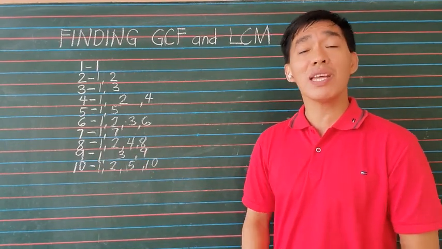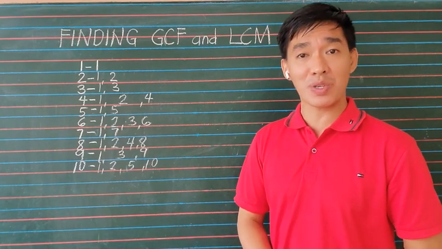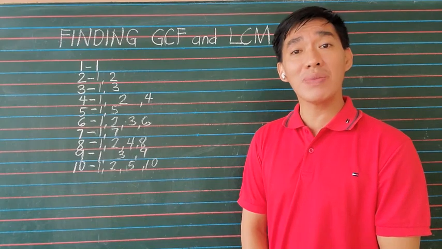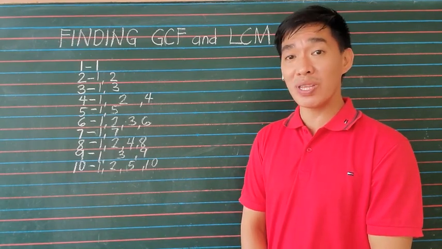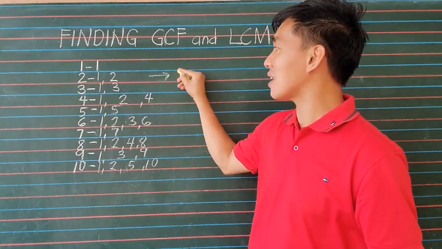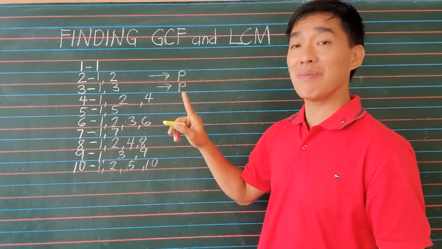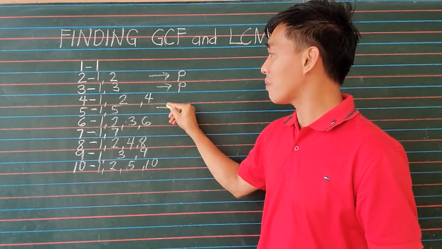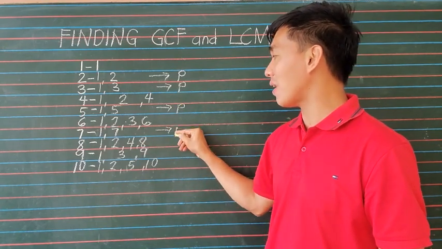So this time, it would be easier for us to tell if a number is prime or composite. Remember that a prime number has only 2 factors, and a composite number has more than 2 factors. So number 2 now, we could say this is a prime number. Number 3 is also another prime number. And another prime number here is 5. Another prime number is 7.